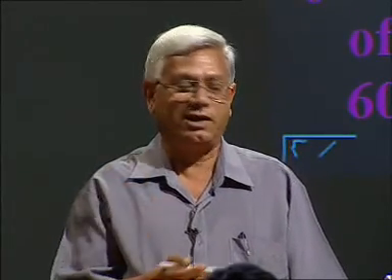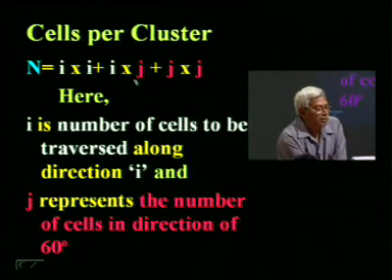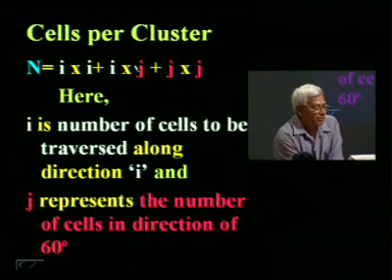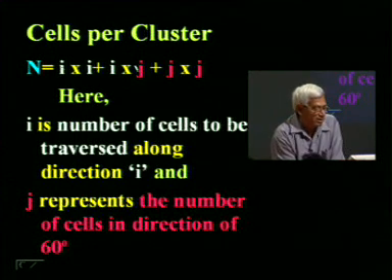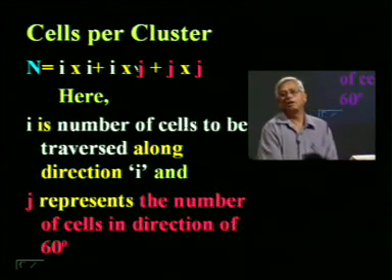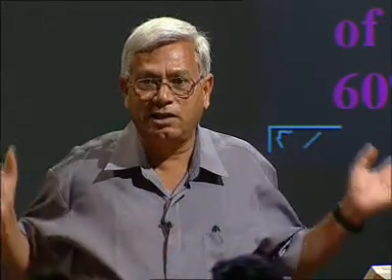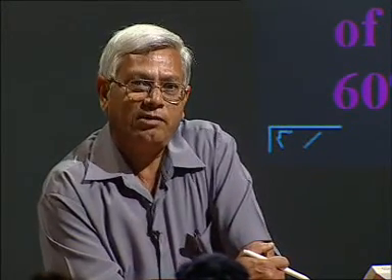So, how many cells will be in a cluster is written here: N is equal to i square plus j square plus i j. i is the number of cells to be traversed along the direction i. j represents the number of cells in the direction 60 degrees. So, which direction how many cells are required will be decided by the values of i and j.